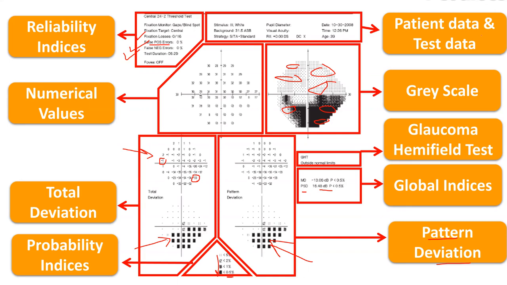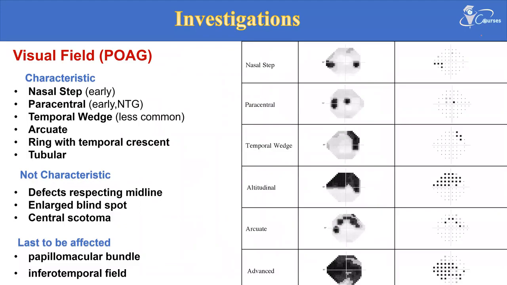Let's now see the patterns which we could find in glaucoma. In the visual field of primary open angle glaucoma, there are some characteristic patterns like the nasal step, which is suggestive of early glaucomatous damage. Or there could be a paracentral scotoma, which is also suggestive of early glaucomatous damage, or can be more specific to normal tension glaucoma. But by the way, it is not specific for glaucoma.